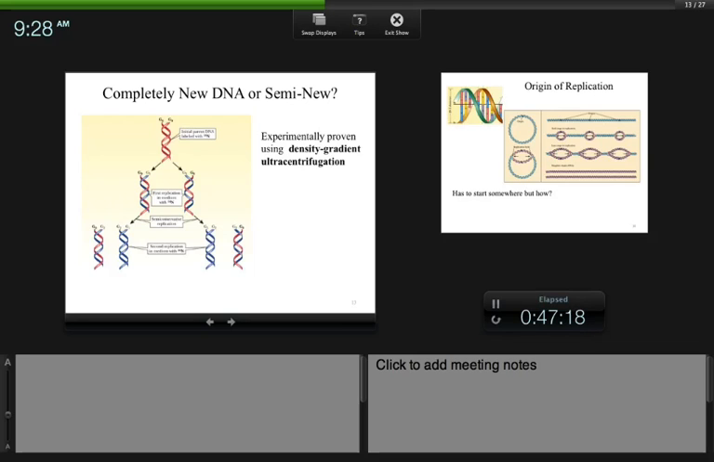What happens after one replication cycle? If it's conserved, we would expect heavy DNA and light DNA as our result. If it's not conserved at all, what would we expect? If it's not conserved, what happened to the heavy stuff? It was destroyed. We would expect all light DNA. If it's semi-conserved, what would happen? You're going to have a mix of both, which means where's our density going to settle? Somewhere in between.